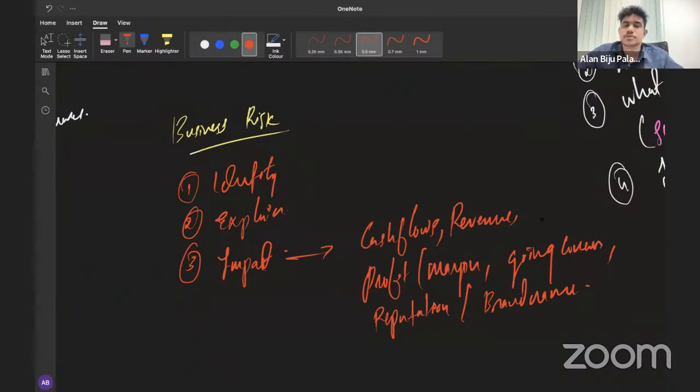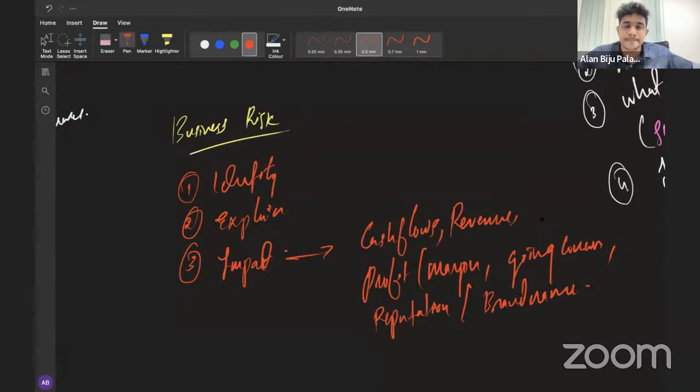So whenever you write a business risk, always think about whether that particular risk will affect the company's operation, the company's financial ability, or in any manner the achievement of the company's overall objective. And if it affects any of these, then we can call it a business risk. We should show the identification part clearly, which is nothing but using the same fact mentioned in the scenario. Then you have to properly explain it, and give the reasons for considering it a risk. And finally, you should also show the impact over cash flows, revenue, profit or margin, going concern, reputation, and finally the company's brand name.